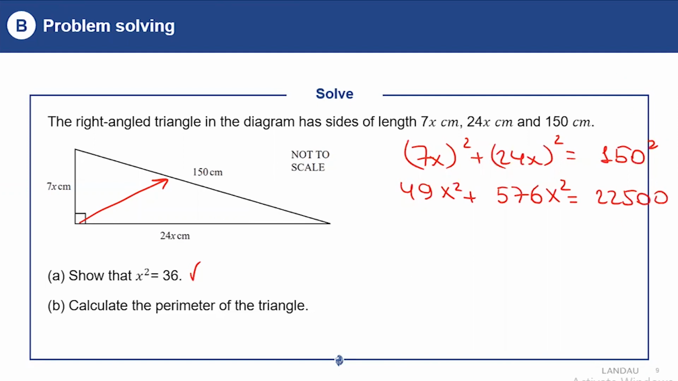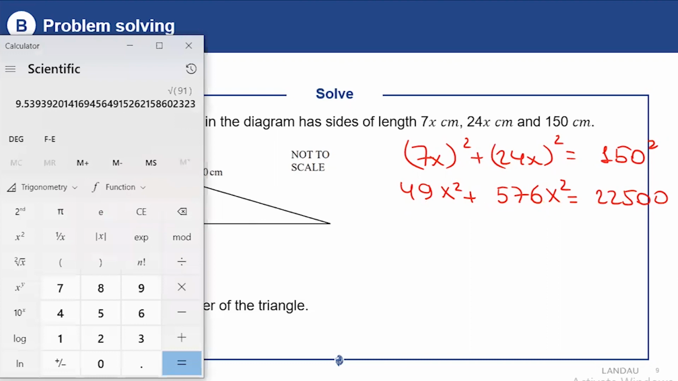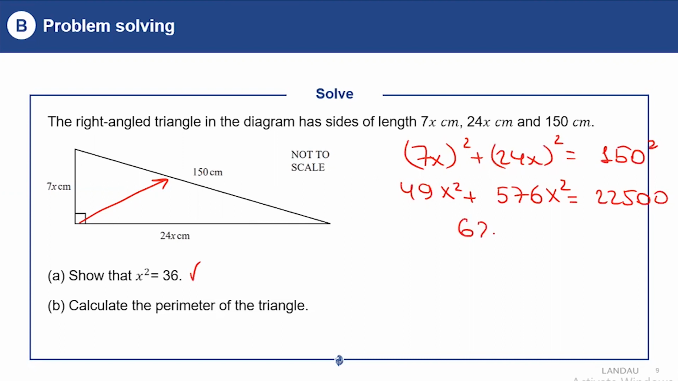Again, we need to solve it. To solve it, firstly, we need to add 49x squared and 576x squared. Let's add 49 plus 576, which will be 625x squared equals 22,500. And then if we want to find x squared equals something, we need to remove 625.